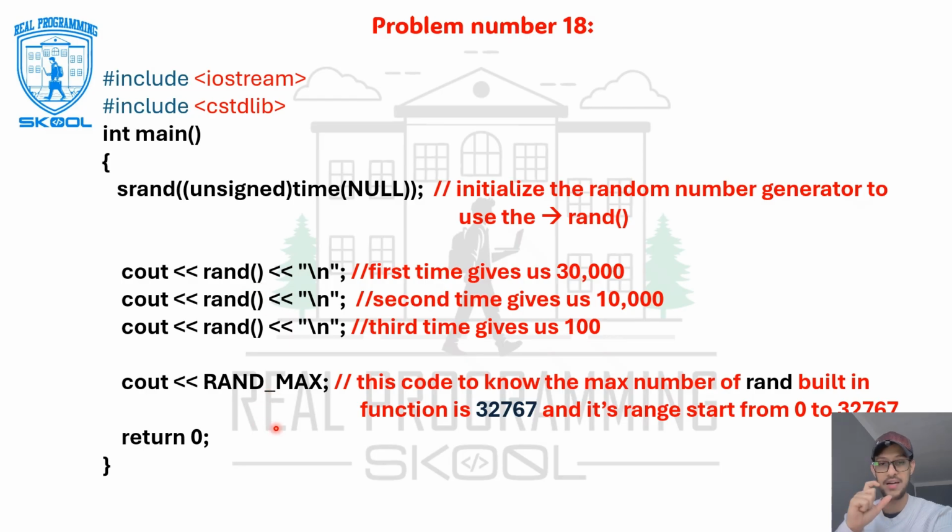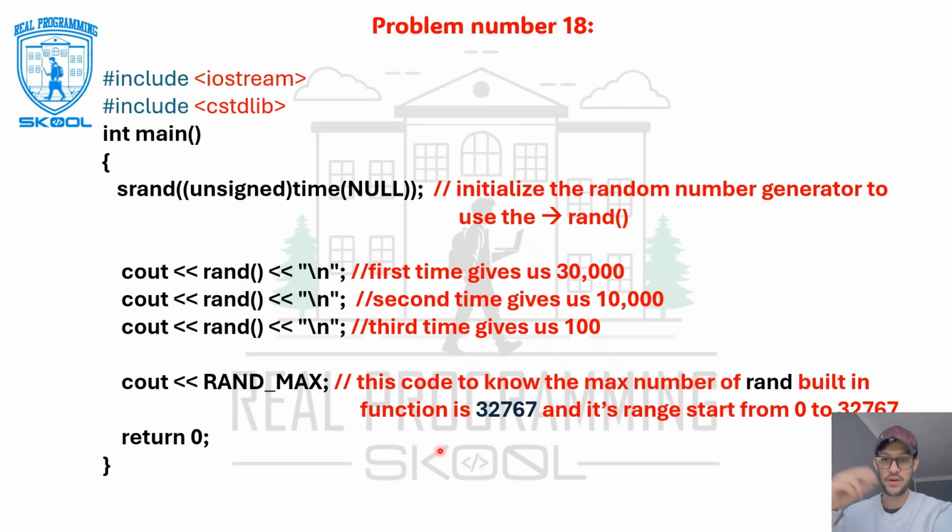Because of the range of the rand built-in function, I write it here for you. If you want to know the maximum number of the rand built-in function, you have to use this line of code, cout << RAND_MAX, all of them uppercase. I write here a comment for you. This code tells the max number of the rand built-in function. It also depends on the compiler of the programming language.